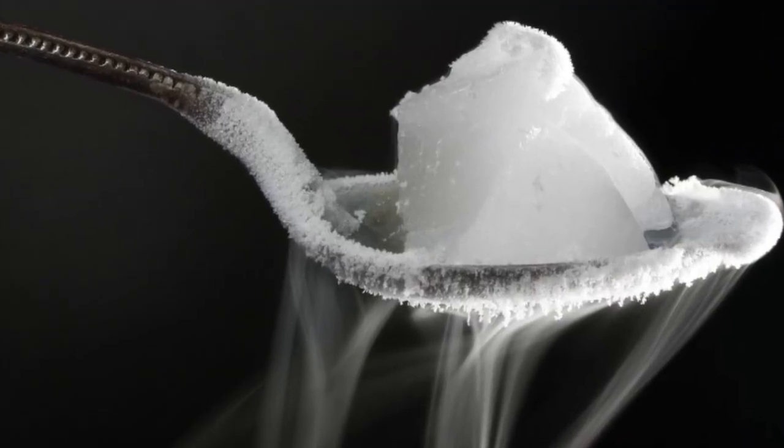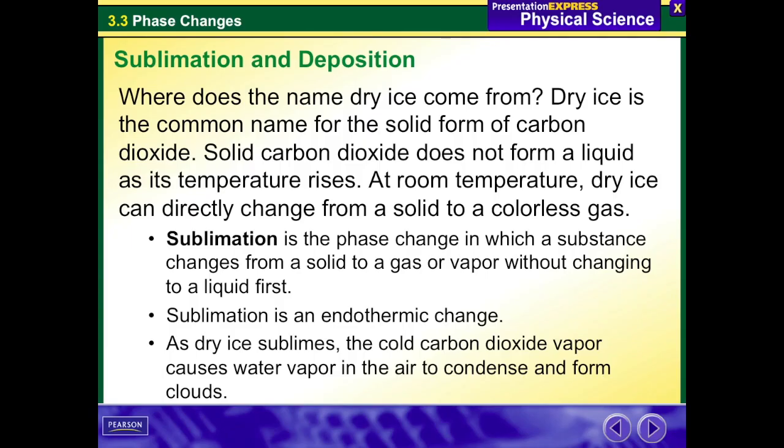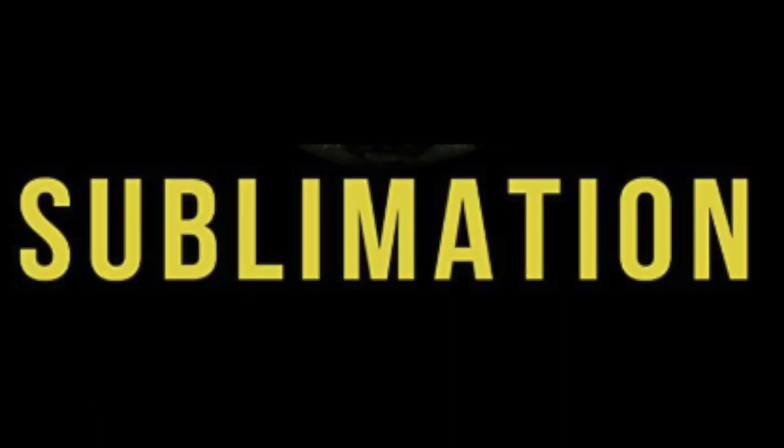Let's talk about probably the most curious phase changes. Dry ice. Dry ice is a common name for solid carbon dioxide. Carbon dioxide does not form a liquid as its temperature rises. At room temperature, dry ice goes directly from a solid to a colorless gas. It's called sublimation. That is the phase change in which a substance goes from a solid to a gas. And sublimation is an endothermic change.